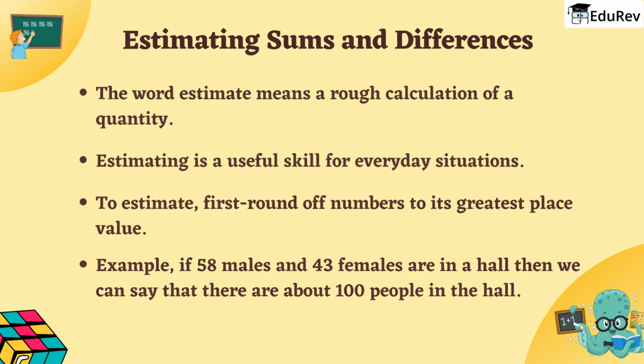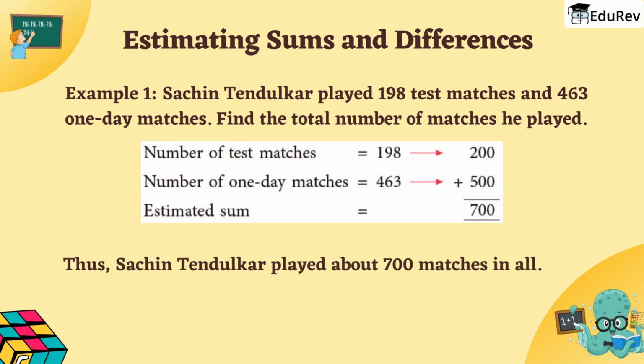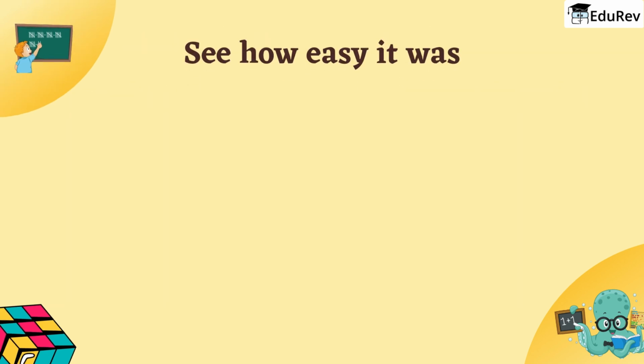For example, if Sachin Tendulkar played 198 test matches and 463 one-day matches, we can round the numbers to estimate the total matches played. Thus, we conclude he played about 700 matches in all. See how easy it was.